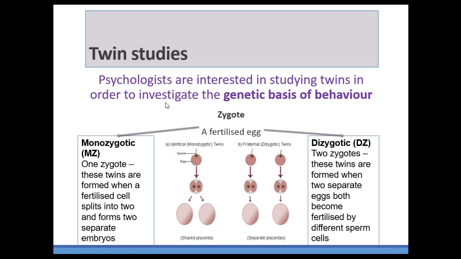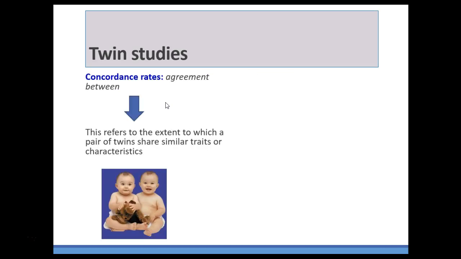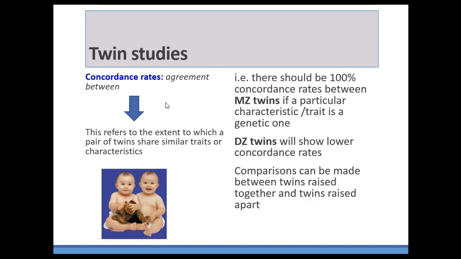Their DNA is not the same, whereas monozygotic twins, their DNA is the same. Concordance rates refer to the extent to which a pair of twins are similar in their traits or characteristics. I.e., there should be 100% concordance rates between monozygotic twins if a particular characteristic is a genetic one, because obviously they've got the same genes. Dizygotic twins will show lower rates because they're just like any normal brother or sister. Their genes aren't the same.